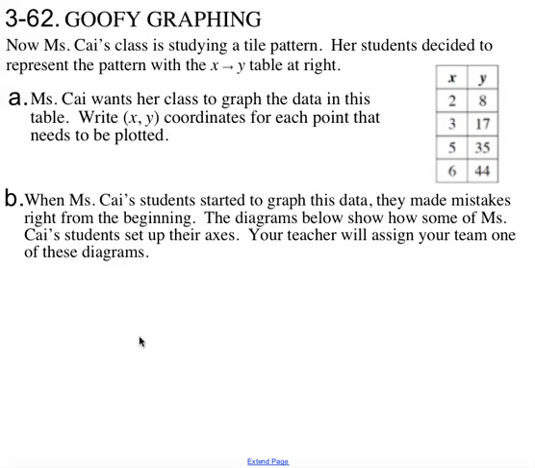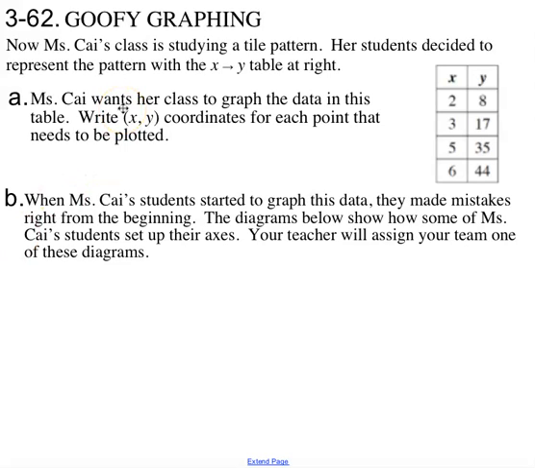Again, if you have questions, you can try sending me a message in GoGuardian. And you may have to wait for me to be done presenting to the class, because if I'm presenting to the class, I can't be stopping every minute to answer your questions, since I'm going to present to them live. They're going to use their packets for this, where you guys are going to be using Desmos. So let's go through problem 62.